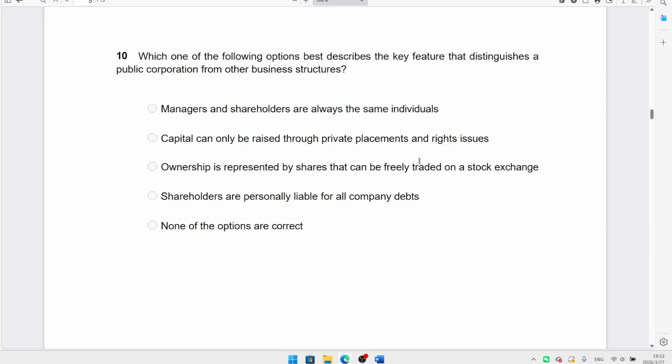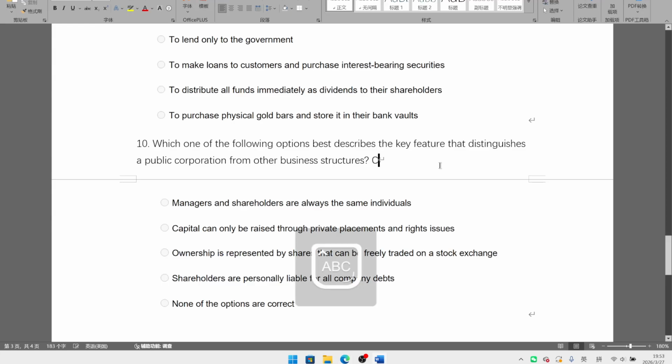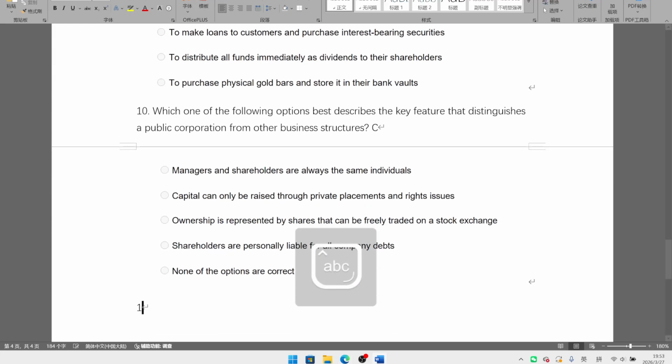So it means ownership is represented by shares that can be freely traded in the stock market. That is a public corporation. So for the public corporation, C is correct.